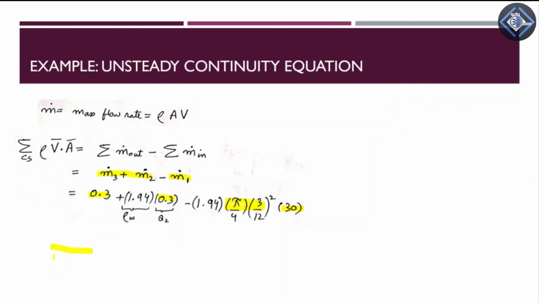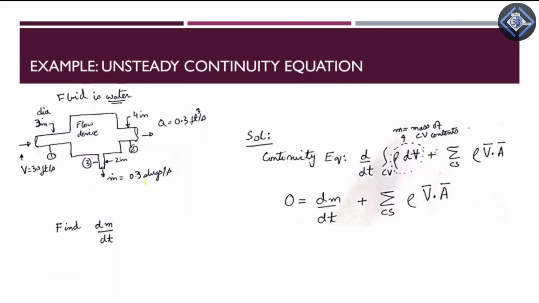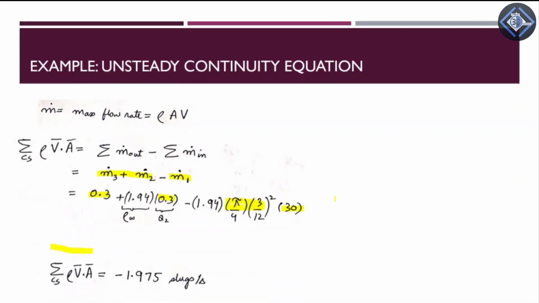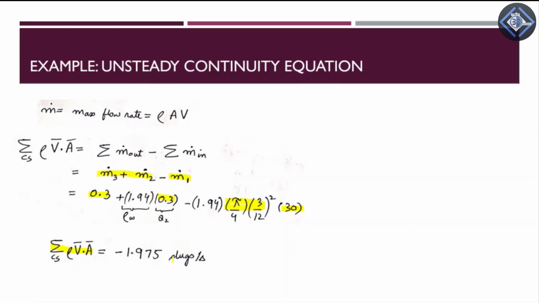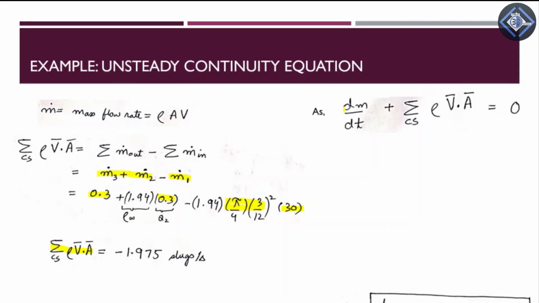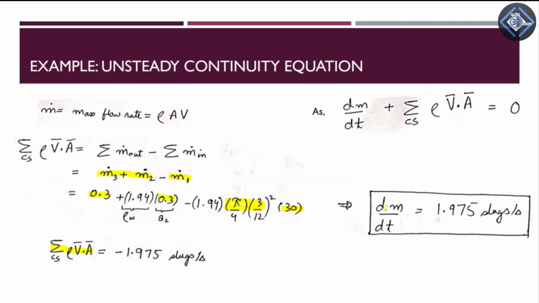So now we again just have a look at the continuity equation that we had written earlier. This was dm over dt plus summation of mass flow rates over the control surfaces is equal to 0. Now the summation of mass flow rates over the control surfaces has come out to be minus 1.975. So the rate of change of mass of the control volume, dm over dt, is equal to 1.975 slugs per second. So this is positive. This means that there is mass being accumulated inside the control volume.